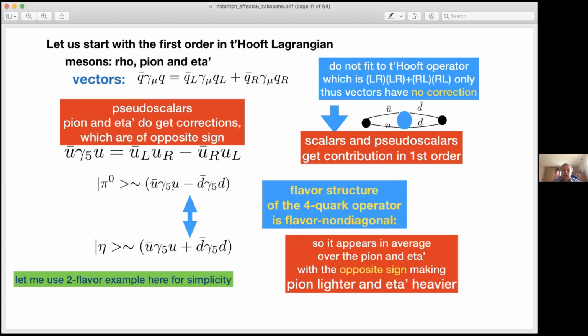And you see that when you have pi zero, you have one sign. And when you have eta, you have the other sign of that diagram. So the conclusion is that yes, to first order in the 't Hooft Lagrangian, you have these effects and they have opposite sign here. I already told you that the particle is a pseudoscalar, but we can study it in much more detail using Euclidean correlation functions.